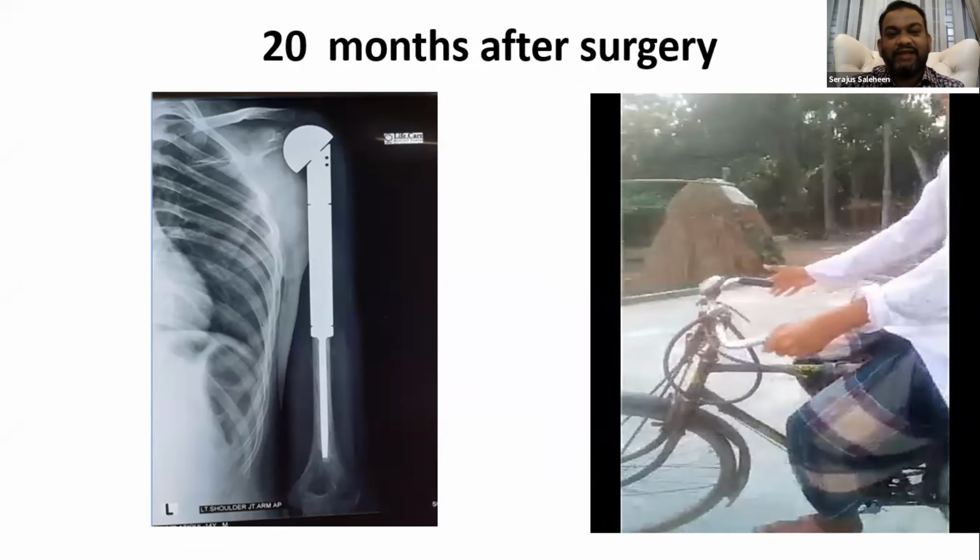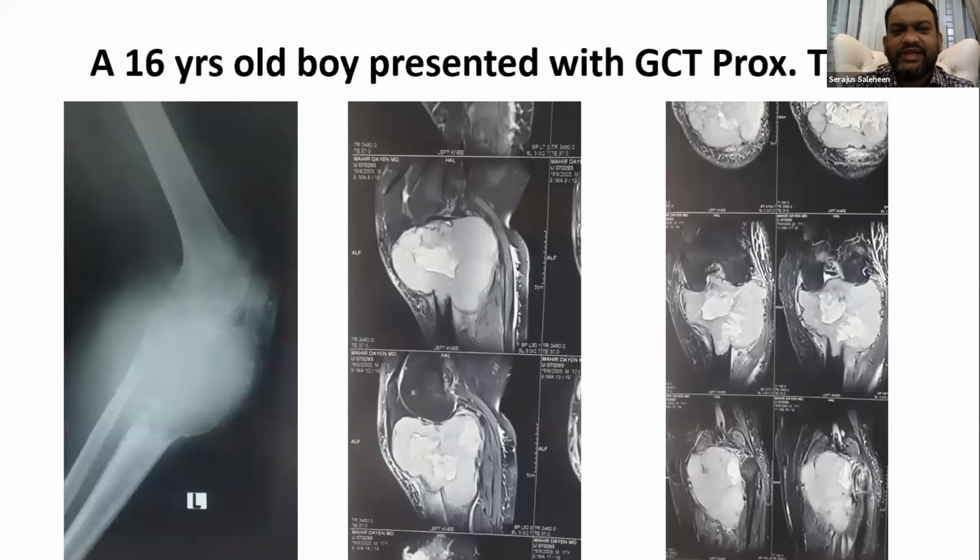And this is the last case. A 16-year-old girl, an unusual case, presented with giant cell tumor of the proximal tibia. This is a huge giant cell tumor of the proximal tibia. The patient came to me, and I have done the MRI also, and MRI shows the tumor goes to the joint area. The next examination is the histopathologic examination. I have done a biopsy, and the biopsy report gives giant cell tumor.